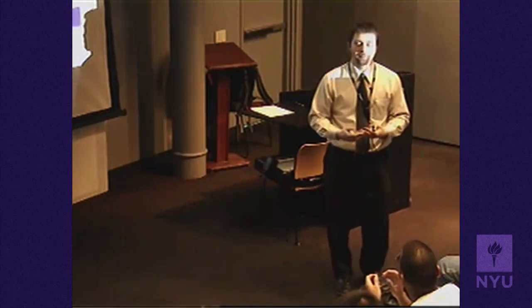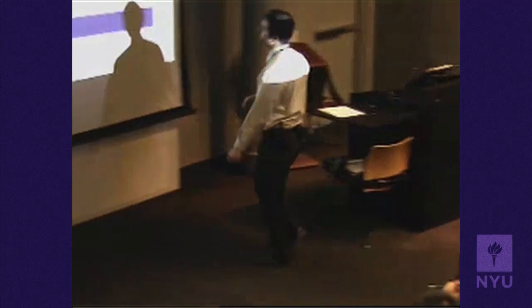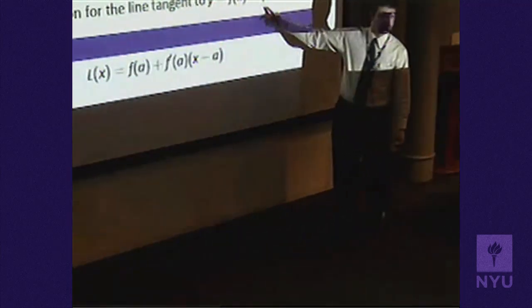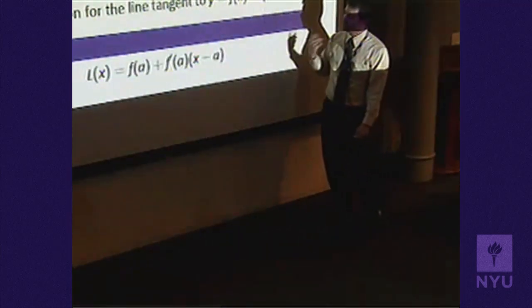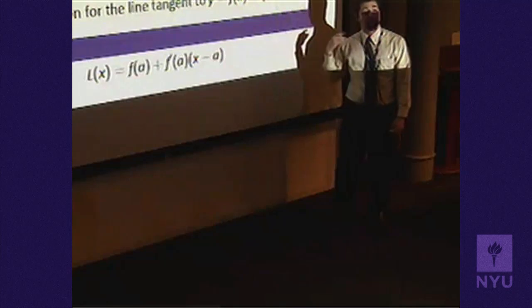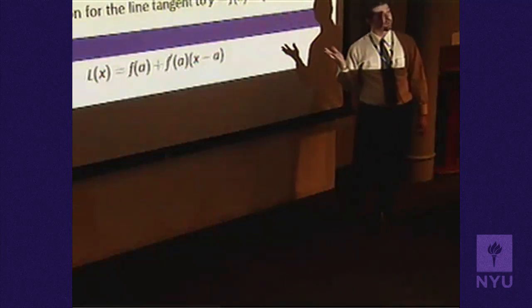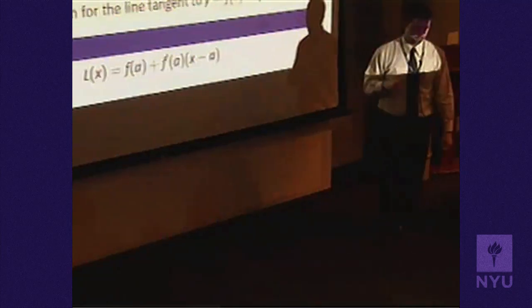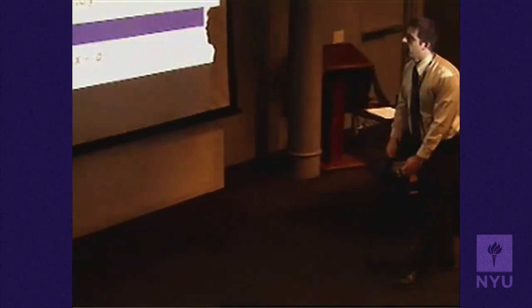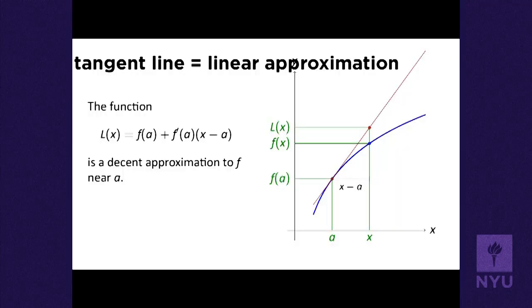We are giving it a new name. It's called the linear approximation to the function f at a, or near a. For different a's, we'll of course have different linear approximations. Okay. So that is the equation for the tangent line, which we'll give a new name. We'll call it the linear approximation.